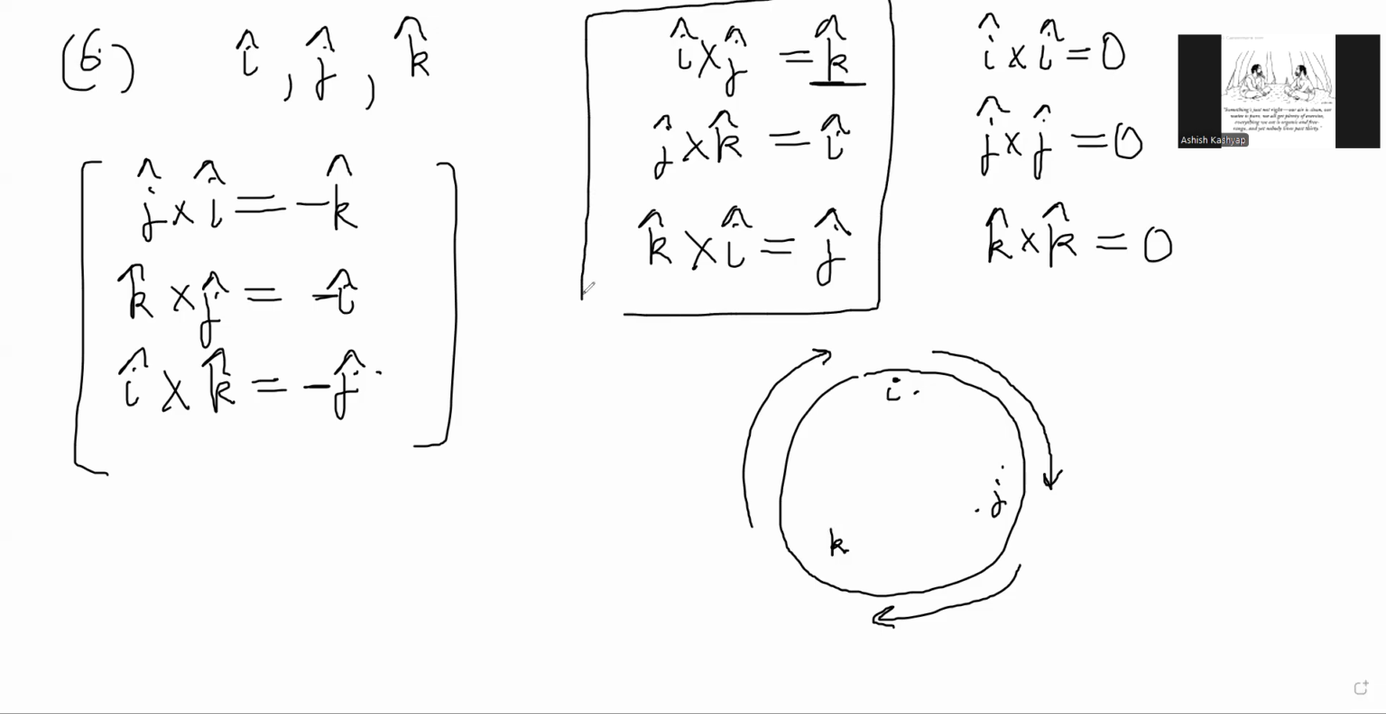You can see these three results here. And if you do an anti-clockwise cross product, if you have to do i cross k, the answer will be minus j. When you go anti-clockwise on the circle, the answer is negative. But when you go clockwise on the circle, then the answer is the third vector with a positive sign. So remember this circle, and that will be a good way for you to remember this result.